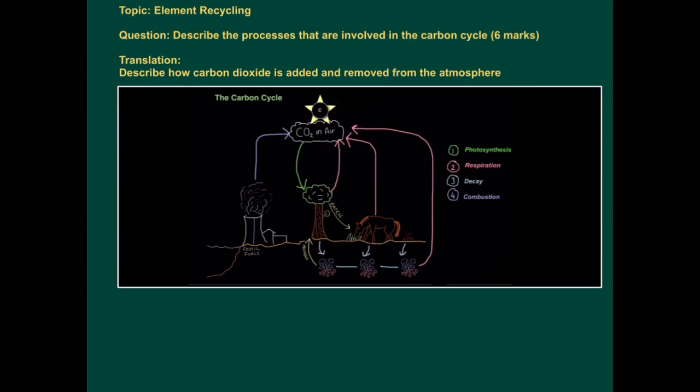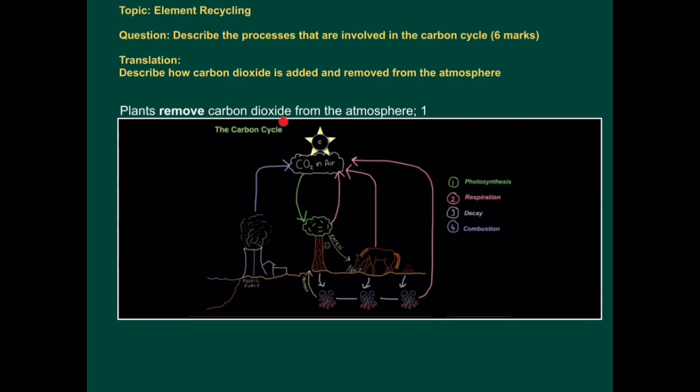This exam application tutorial is on the topic of element recycling. The question for 6 marks: describe the processes that are involved in the carbon cycle. In other words, describe how carbon dioxide is added and removed from the atmosphere. There are 4 key processes to describe.